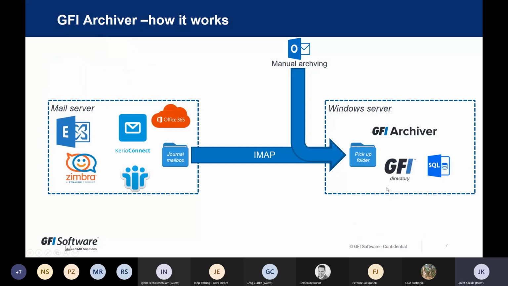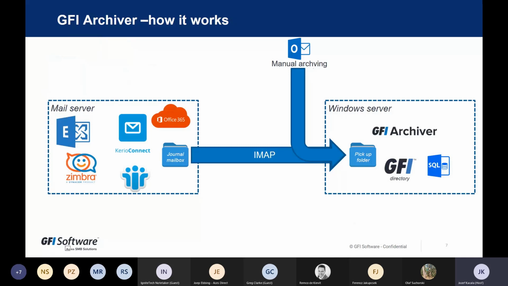The additional way how you can actually archive emails is with use of manual archiving. The manual archiving is utilizing the Outlook integration. So we have a plugin which is called the GFI Archive Assistant. This plugin can be easily deployed in Outlook, and with use of that plugin, you can just right-click on the chosen item or the folder which you have in your structure in your Outlook and easily choose where those items will be archived.